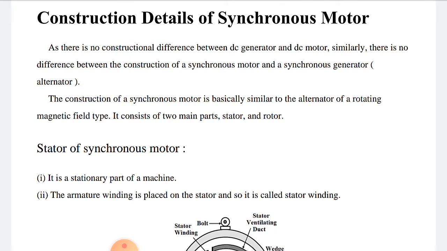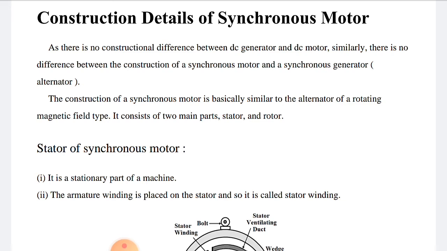It runs at constant speed. It is a device which converts electrical energy into mechanical energy. It is a non-self-starting motor. It needs an external means to start the motor, unlike the single-phase induction motor.